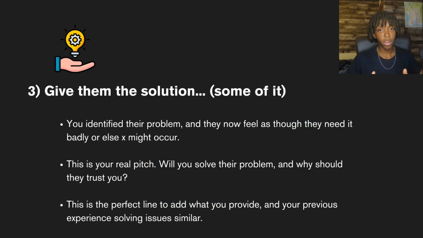And then after that part, you're going to want to give the solution. You have identified their problem and now they feel as though they need it right now, or else something they don't want to occur might happen if they don't get your service or your product right now. This is your real pitch. Will you solve their problem and why should they trust you? This is the perfect line to add whatever you provide and your previous experience with solving similar issues.